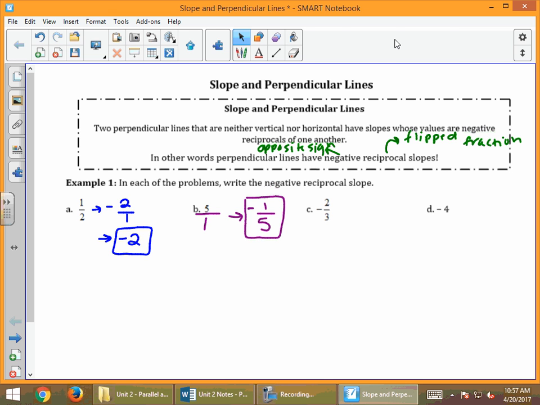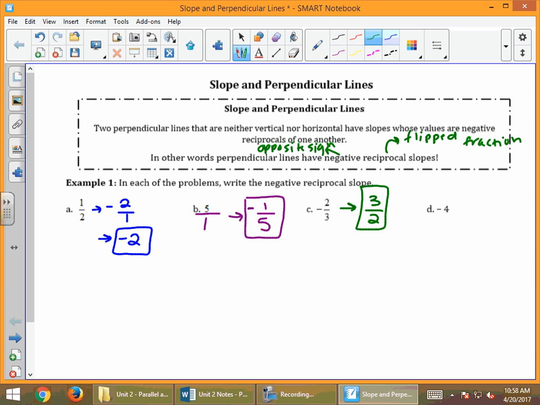So we look at C, our fraction is -2/3. Okay, so when we flip it, it becomes 3/2. And then you change the sign. Well, it started out negative, so that means it's going to turn positive. So it's done. That would be the opposite reciprocal slope.